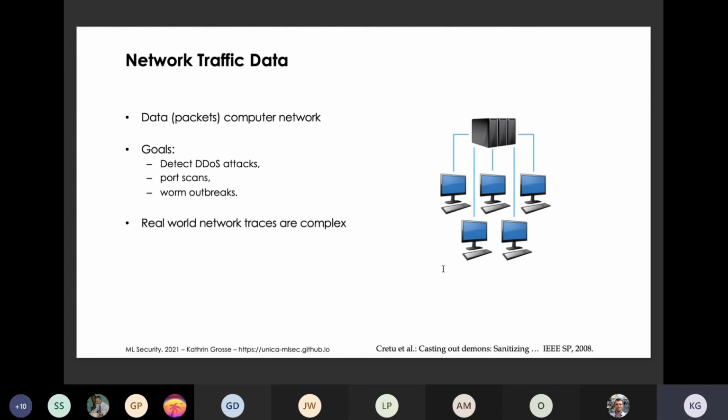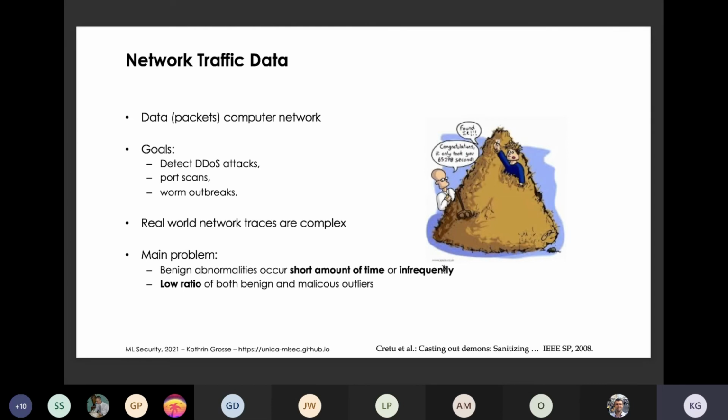The problem we have is that real-world network data is complex. The main problem is that benign abnormalities might only occur for a short amount of time, and they are very infrequent. There is a low ratio of both benign and malicious outliers. What does that mean? If you think about this outlying training data point in poisoning, what this tells you is that the data naturally has this kind of rare event. We know that some of these are malicious, some of these could be an attacker, and some of these could even be benign. So this is a very difficult setting.